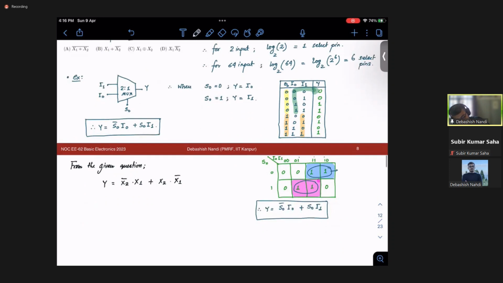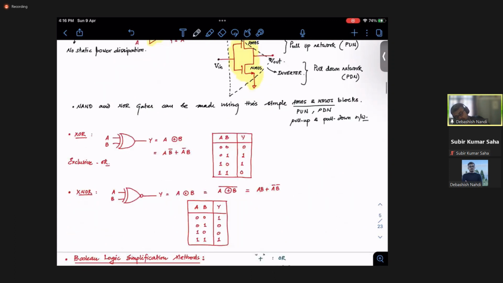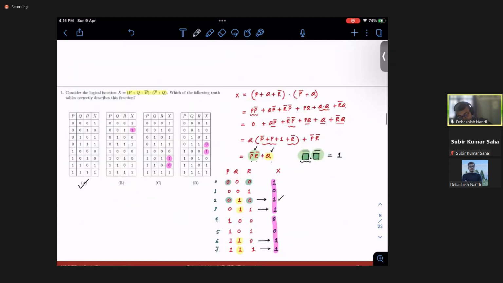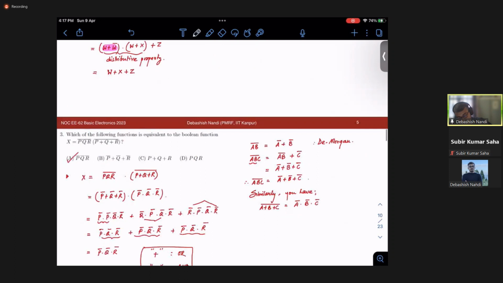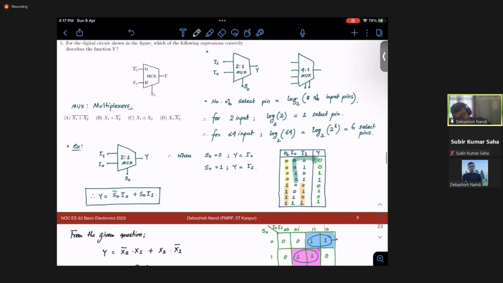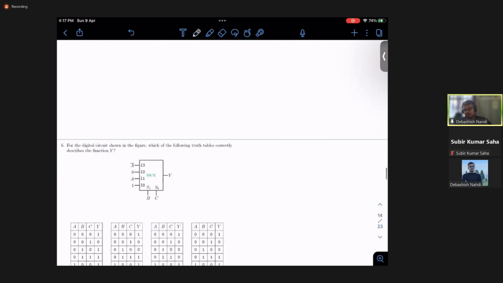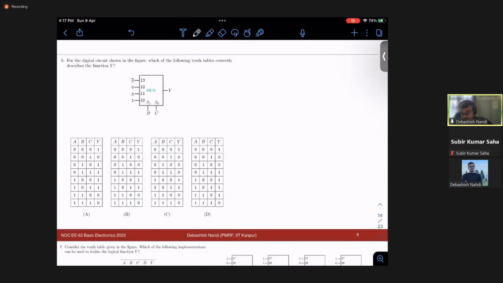So this is nothing but your, you remember what kind of operation this is? This is nothing but your XOR operation, right? You remember? We have discussed this stuff. This is your B bar, A bar, B. This is nothing but your XOR operation, right? So this will be your answer. So C is your right answer. Okay, so this way you can solve this kind of problem. So let's move on to the next problem.